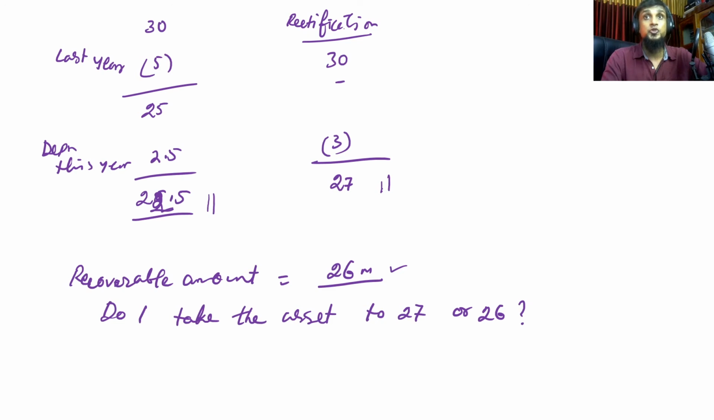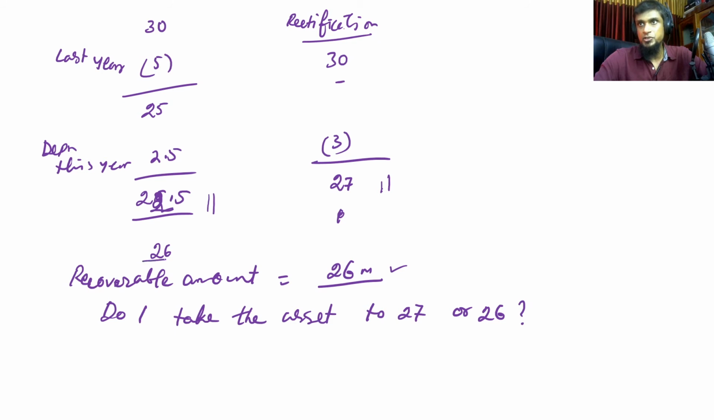26. The asset's value should not be more than a recoverable amount, and that is the basic objective of IAS 36, that no asset is carried at a value which is higher than the recoverable amount. The very first thing that we have learned. Do not take it over recoverable amount. And one thing you need to notice here, take it to 26.